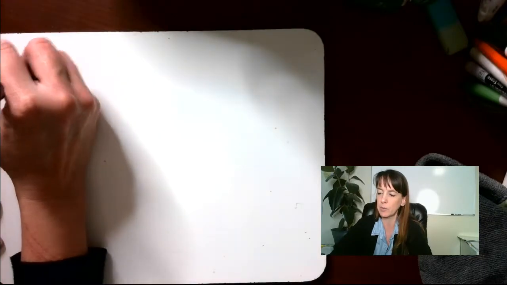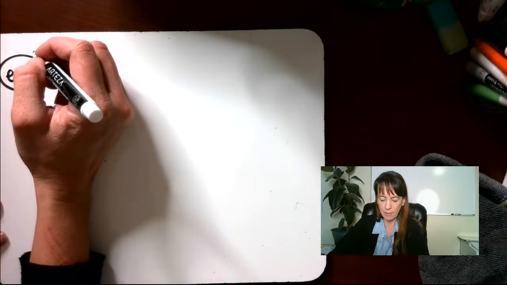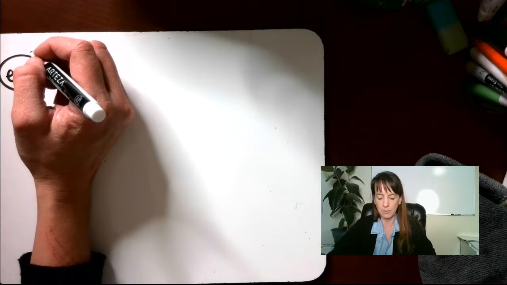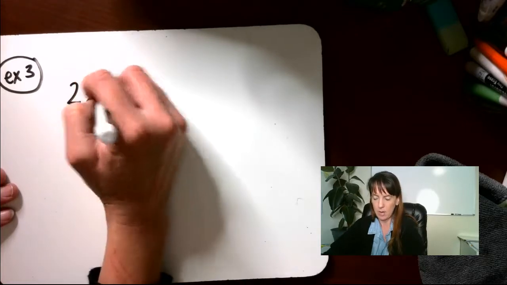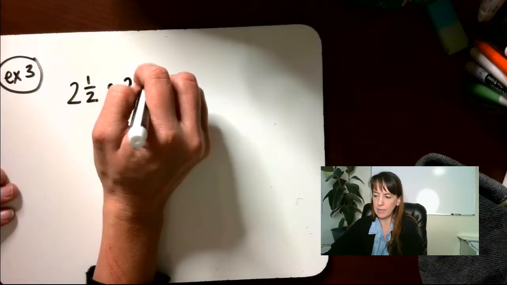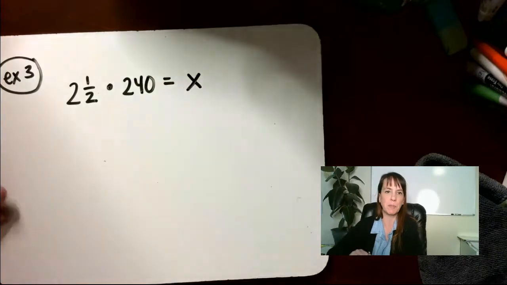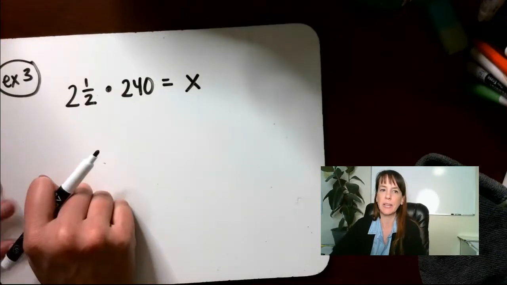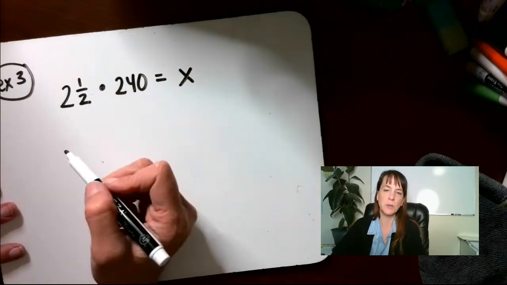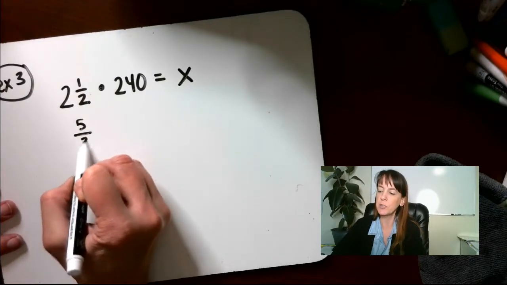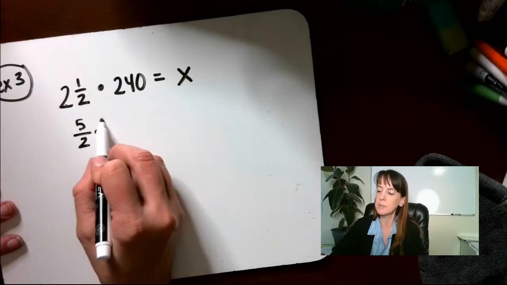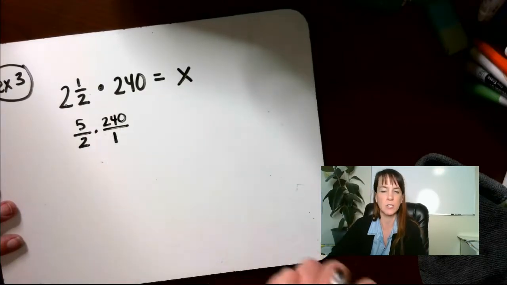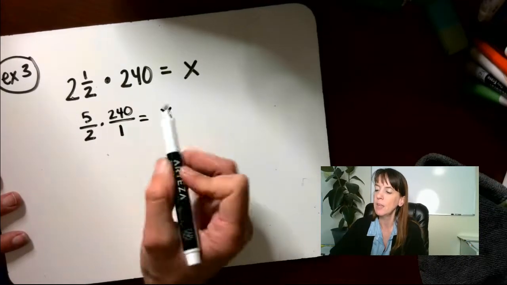All right, so example number 3. 2.5 of 240 is what number? And remember, what means x. All right, so we're gonna do some multiplying here. Let's first turn this into an improper fraction. So that's gonna be 5 over 2. Just a reminder, 2 times 2 is 4, plus 1 is 5. We keep the denominator, times 240 over 1. I can turn anything into a fraction by putting it over 1.